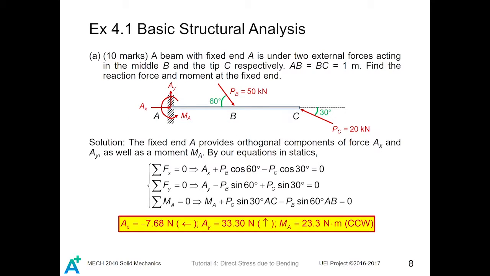Similarly, for PC, if we decompose it into orthogonal components, it will have a horizontal and a vertical one. The horizontal one does not provide any moment, but the vertical one will provide moment with the moment arm AC. Therefore, we can write MA plus PC sine 30 degrees AC minus PB sine 60 degrees AB equals 0.